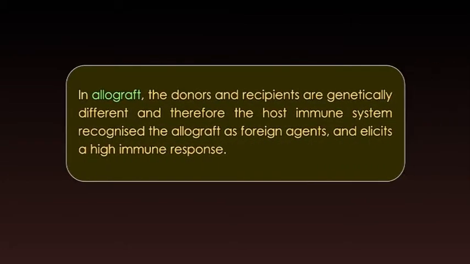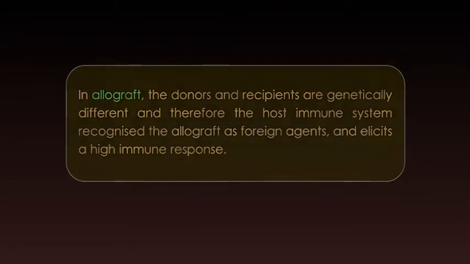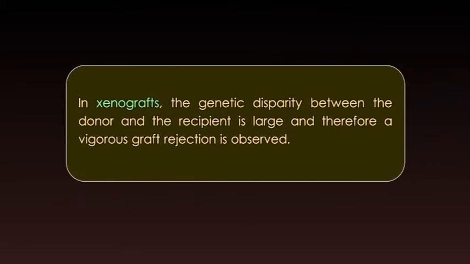In allografts, the donor and the recipient are genetically different, and therefore the host immune system recognizes the allograft as a foreign agent and elicits a high immune response. In xenografts, the genetic disparity between the donor and the recipient is large, and therefore vigorous graft rejection is observed.